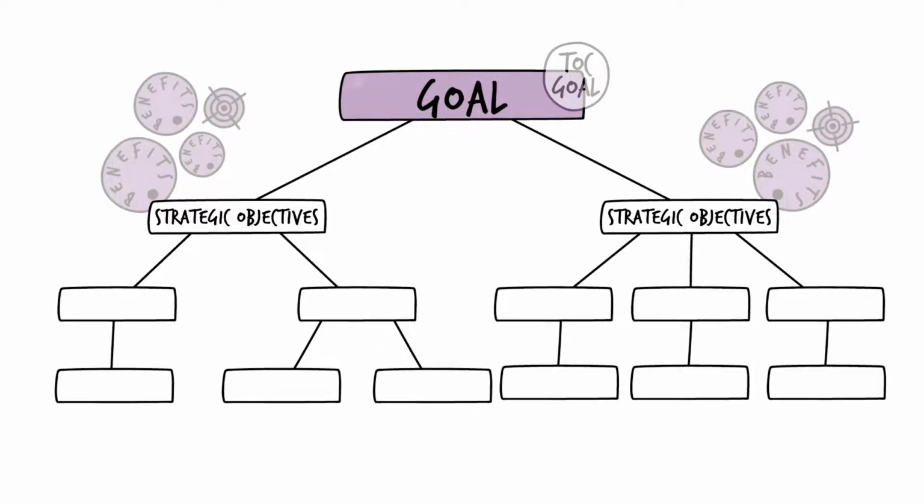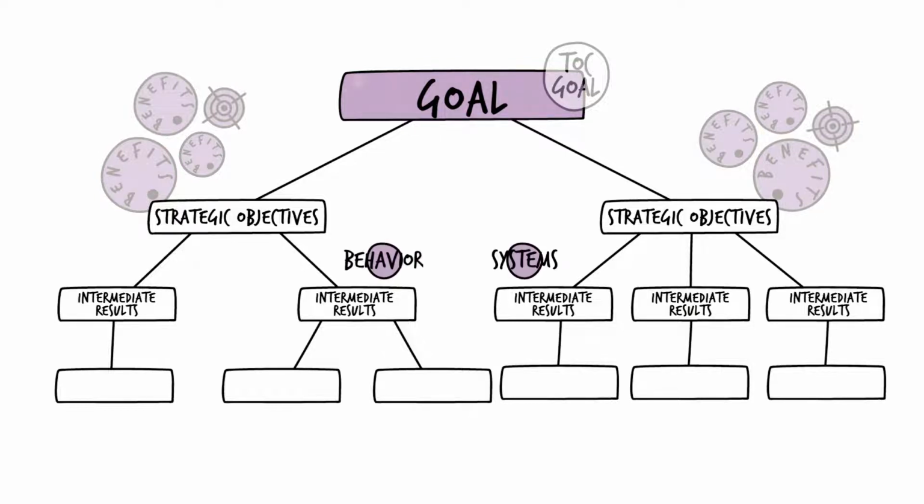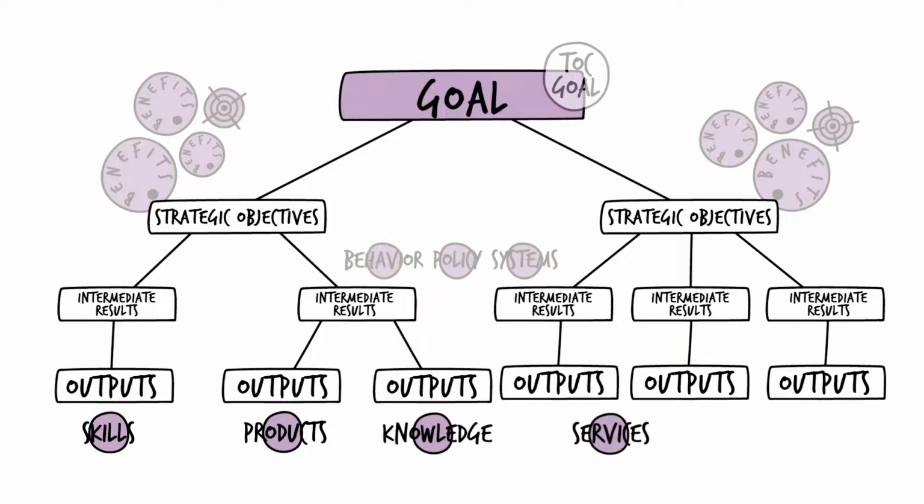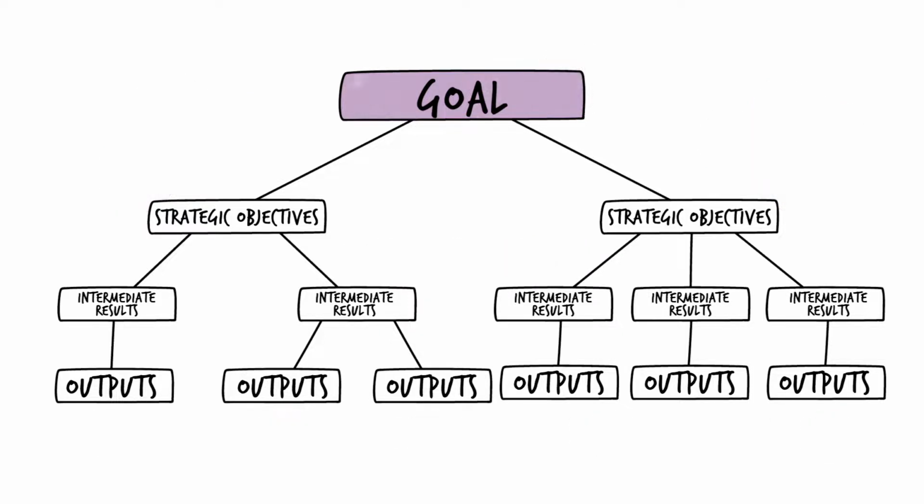Each strategic objective is supported by intermediate results. These refer to the intended changes in behaviors, systems, and policies that are needed to achieve longer-term change. Outputs must be achieved to support each intermediate result. Outputs are the tangible deliverables resulting from project activities. They include products, goods, services, knowledge, and skills. Together, these statements form the project's hierarchy of objectives and outline the vertical project logic.